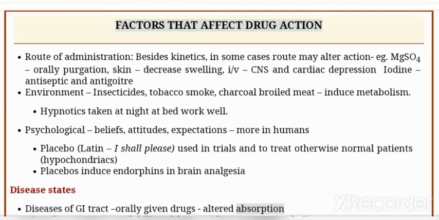Species as a factor. It has already been discussed that many species differ in the way they metabolize drugs. Dogs are poor acetylators, cats are deficient in glucuronidation. When drugs are administered, these factors are to be considered.